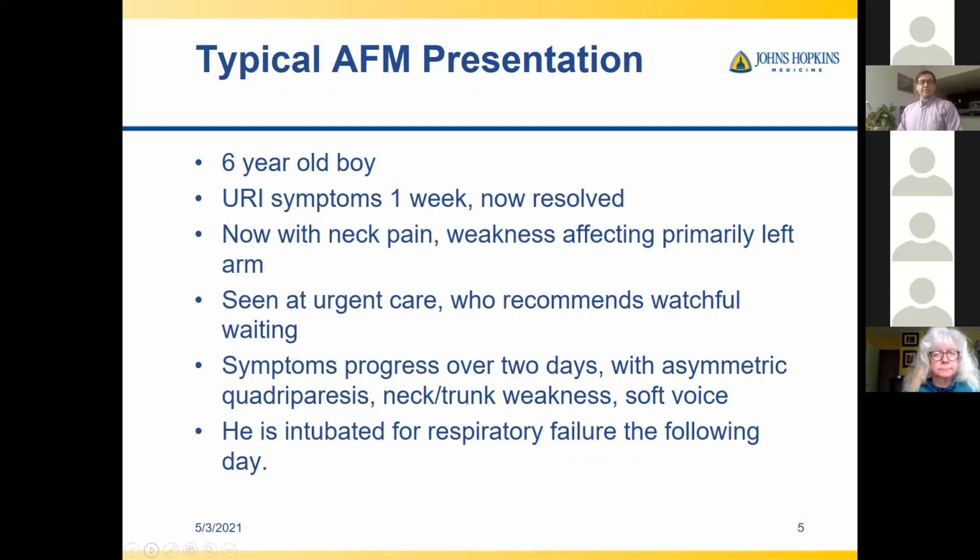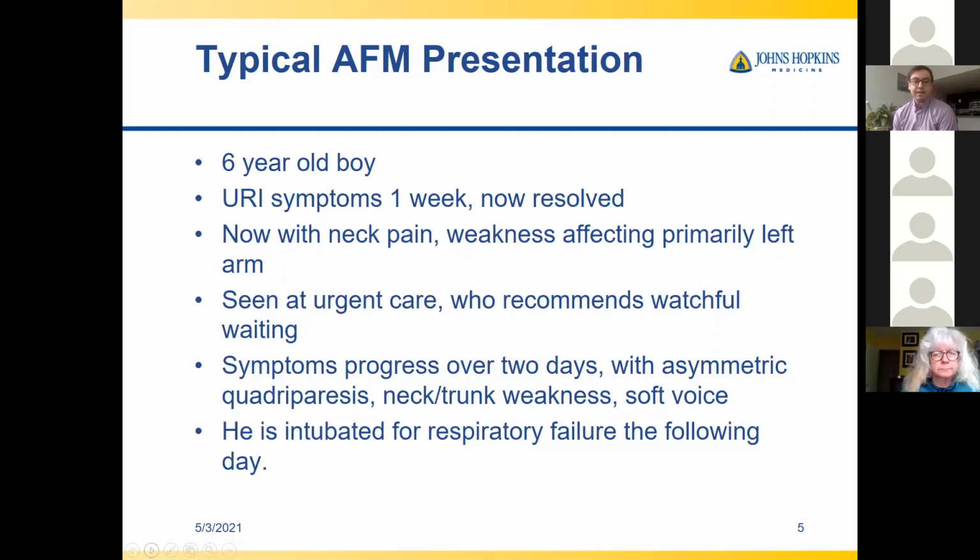So we're going to start with a typical AFM presentation here. A 6-year-old boy was brought into your clinic by his parents. He's had URI symptoms for about a week, which had been getting better. But then he developed neck pain and weakness of primarily the left arm. He was initially seen at urgent care a couple days ago, who recommended watchful waiting.